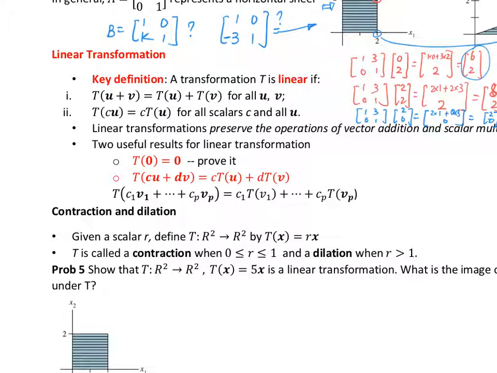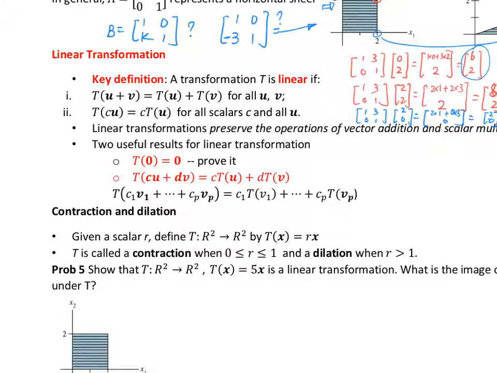The second one says T of cu. What is cu? cu means you're stretching or shrinking this vector u. It's equal to the same amount of stretch or shrink of the image of u. So in other words, you can factor out the c. The first one means you can distribute the T. So these two properties together make the transformation T linear. Okay.